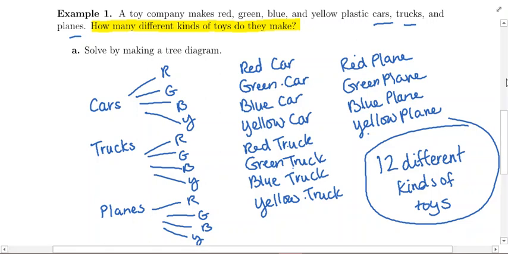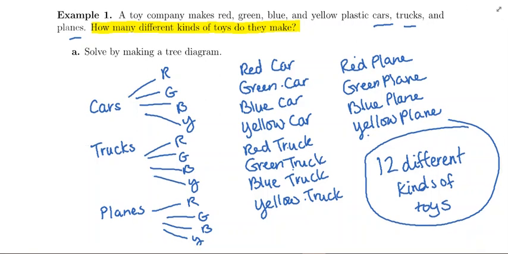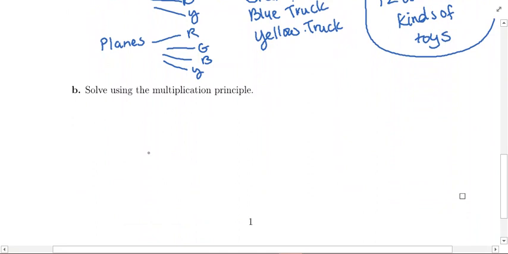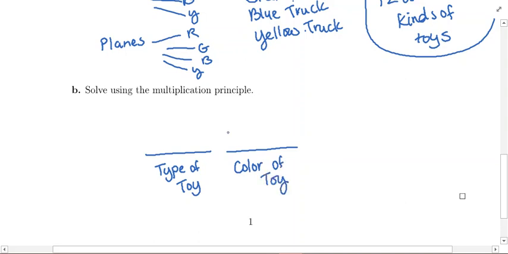So again, all we were doing in this problem is simply counting the number of different kinds of toys that the company makes. To apply the multiplication principle to this, I am going to put 2 blanks down. The blanks represent my choices. I first had a choice for the type of toy. And then once I made that selection, there was another choice I had, and that was for the color of the toy. So here we go.